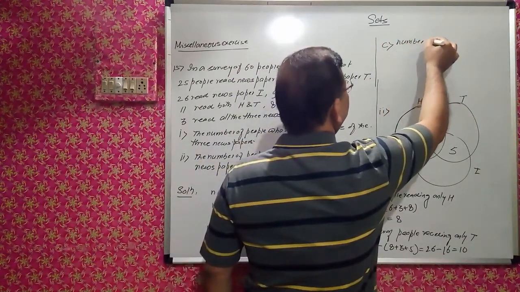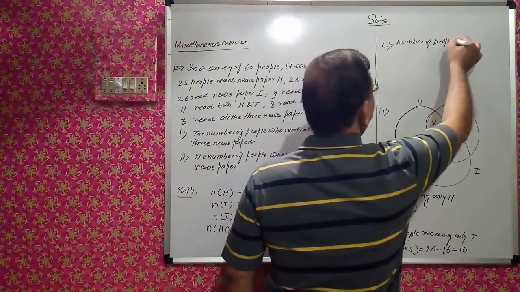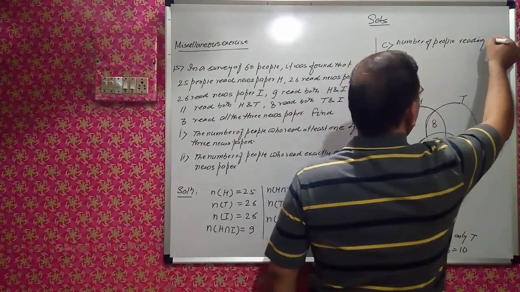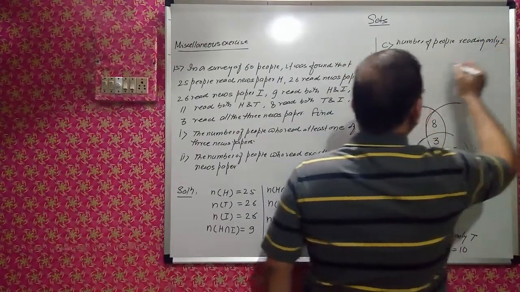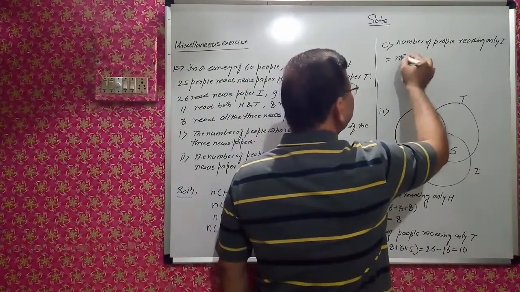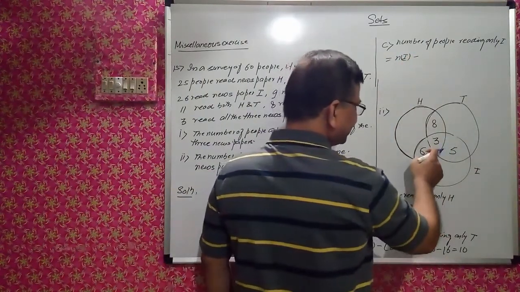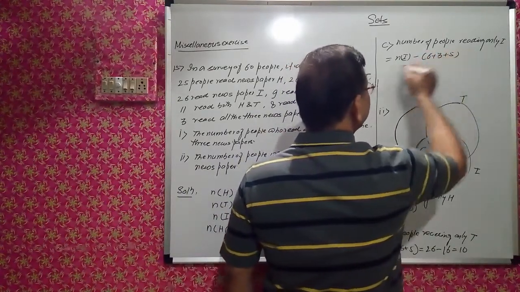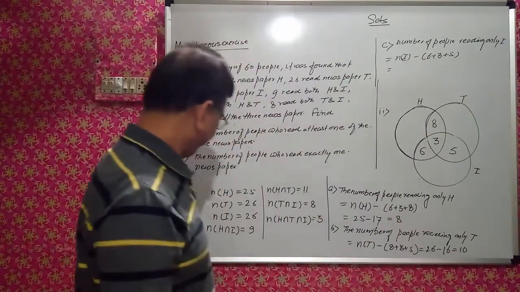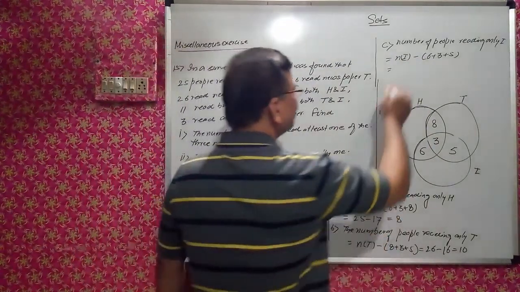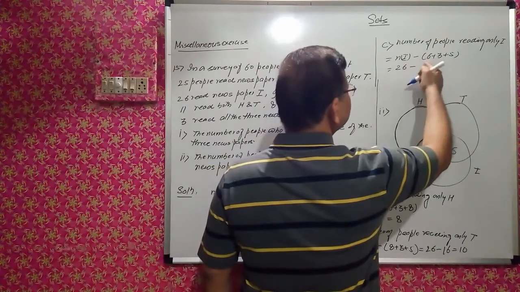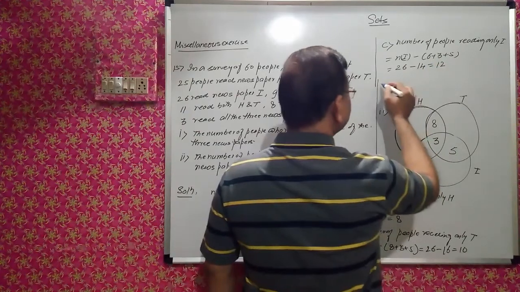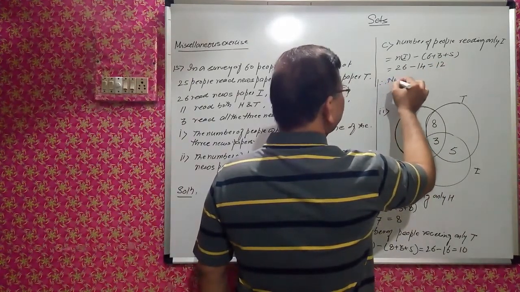C. Number of people reading only I, that is equal to NI minus 6 plus 3 plus 5. And what is NI? NI is 26 again. So 26 minus 14, that is 12.